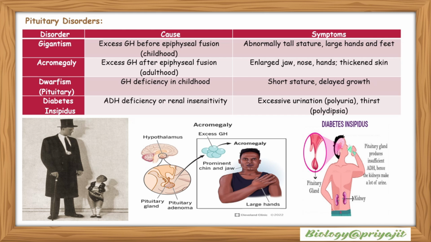Dwarfism: growth hormone deficiency in childhood causes dwarfism, which is another pituitary disorder. The symptoms of dwarfism are short stature, delayed growth, etc. Diabetes insipidus is caused by ADH deficiency or renal insensitivity. The symptoms of this disease are excessive urination, or polyuria, and thirst, which is called polydipsia.